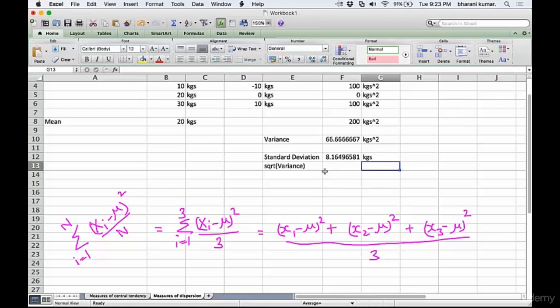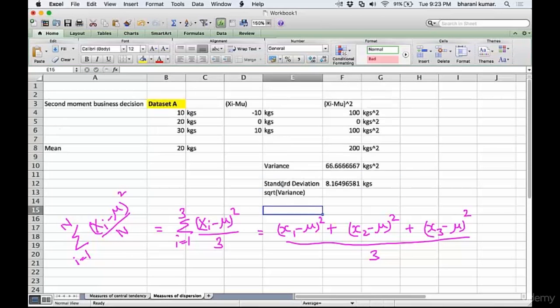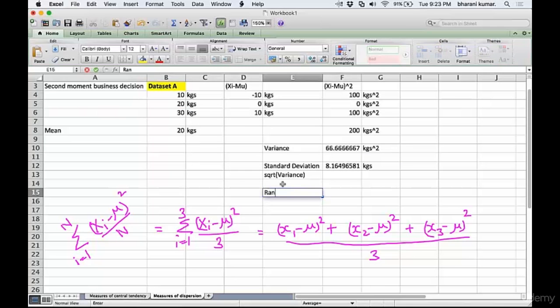This is the only difference between standard deviation and variance. Since variance has a problem of units getting squared, we take the square root of that to get standard deviation. There is yet another measure called range. Range is given using the formula maximum value minus minimum value.